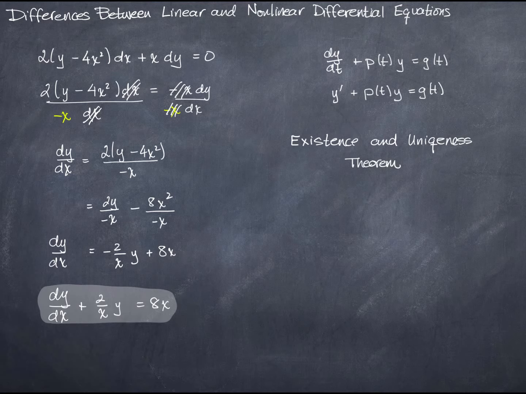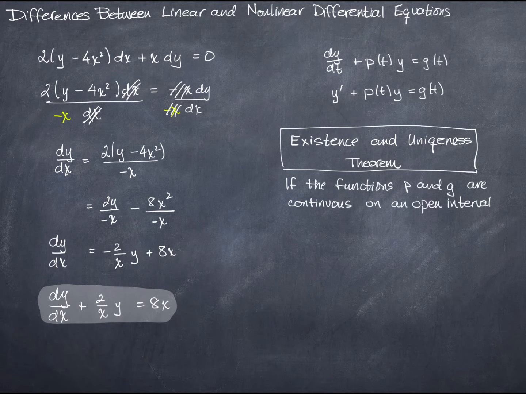So the existence and uniqueness theorem for first order linear equations says, if the functions p and g, the functions p and g from our standard form, if those two functions are continuous on an open interval, well, an open interval, remember, is, say, on a number line.